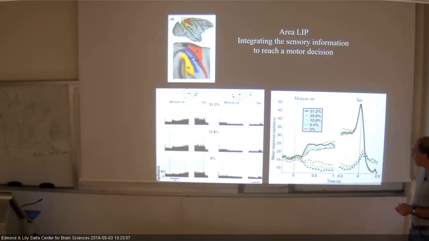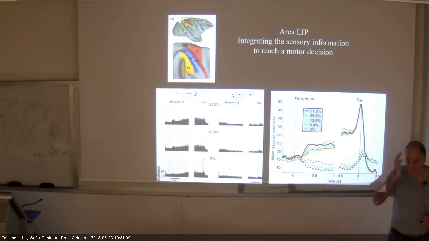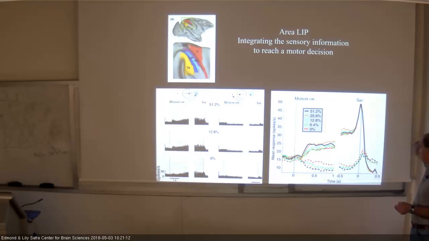Now, you're right that what's happening at this stage is that the cell is accumulating evidence. The stronger the stimulus, the faster the accumulation of evidence that the movement is to the preferred direction, rightward in this case. If you're looking at 51%, you see that the slope is higher than, let's say, 6.4%, which is the green one here. Now, what are the dashed lines? That's the accumulation of evidence that movement is in the opposite direction, the null direction of that cell.